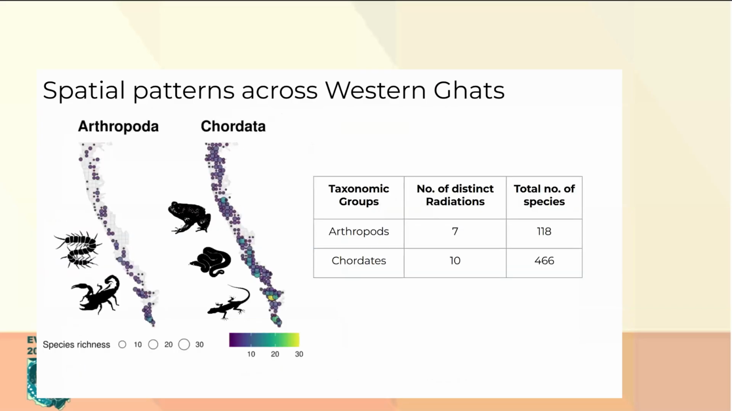Right? So in order to address these questions, I took a subset of the taxa I considered for the first part of the talk, consisting of a total of 17 arthropod and chordate radiations, summing to around 590 species. I collected the occurrence data for all these species from public databases like GBIF, and this is a representation of their occurrences.